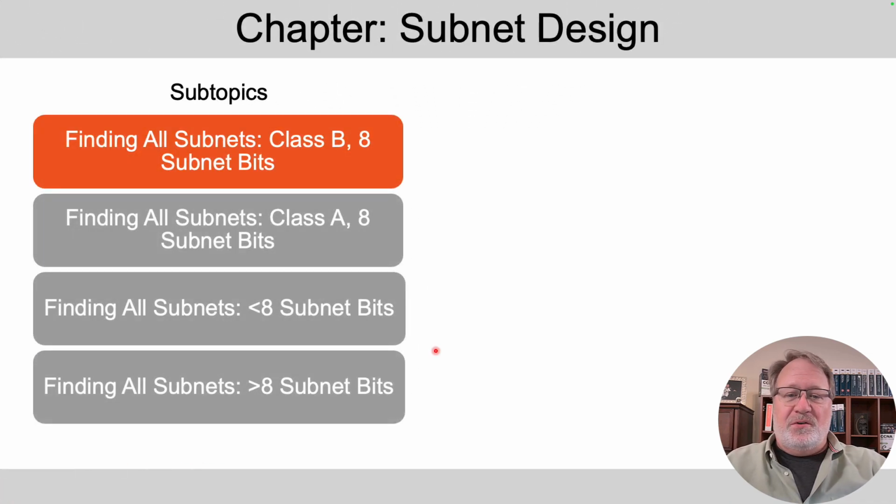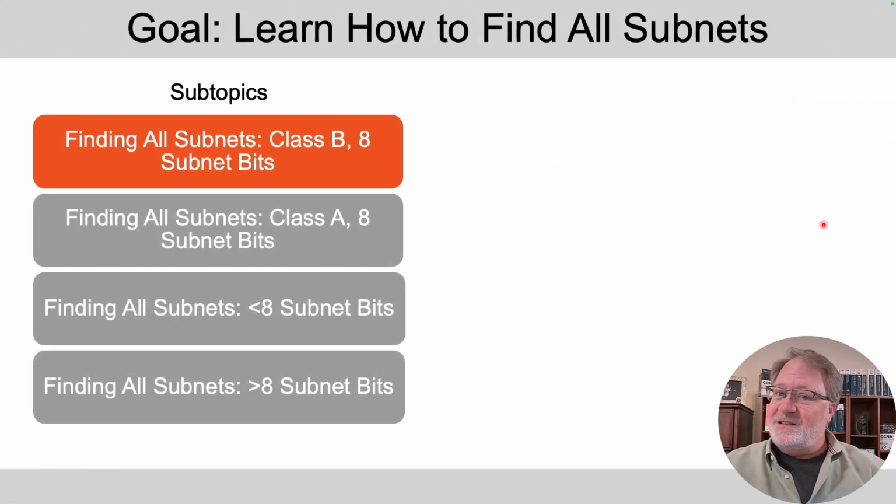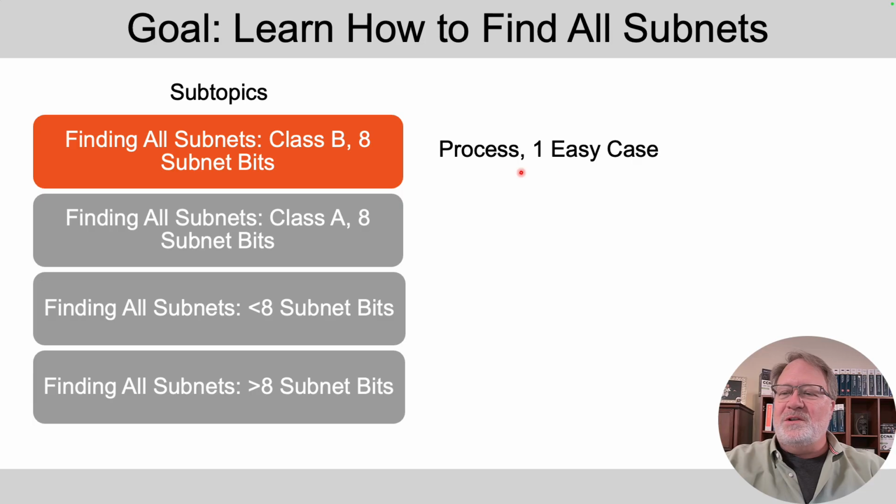So this video is the first of 4, and this one handles one simple case using a Class B network where there are exactly 8 subnet bits. I'll go over the generic process to begin, and I'm going to do that in each video of these 4. I'll go over the generic process, and then I'll show you how to use it for this one specific simpler case with a Class B network with 8 subnet bits, which means we're using a mask of /24.